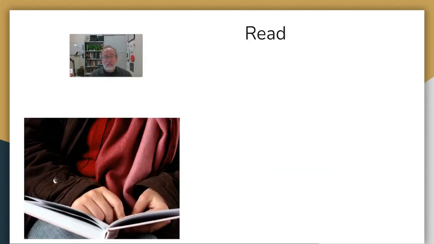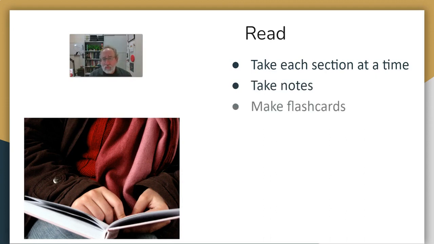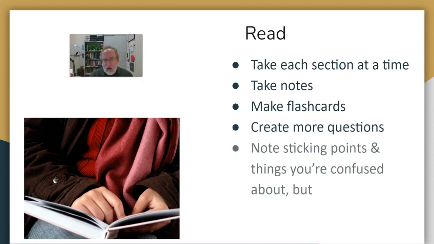Then you read. Take it a section at a time, not necessarily a chapter at a time. Most college textbooks have multiple sections. Take them section by section. Take notes in the sections. Make flashcards. When you see something bold, maybe turn it into a flashcard. Create more questions like, how does this apply? What does this mean? How do these ideas connect? Try to create more questions in your context.